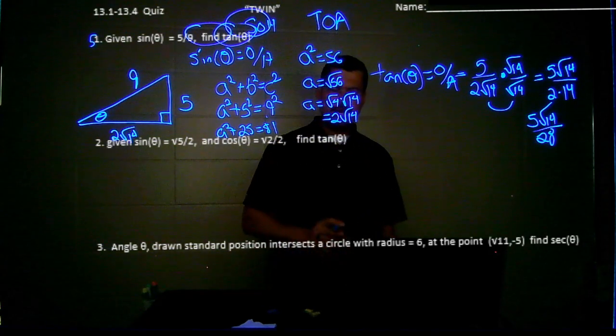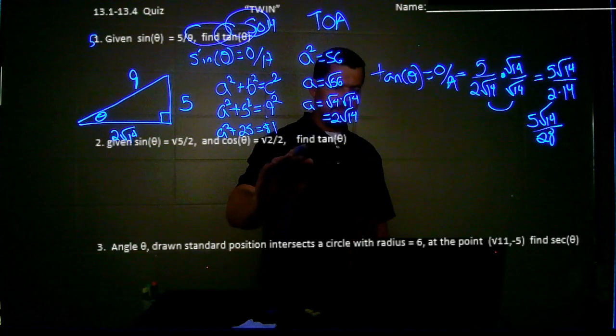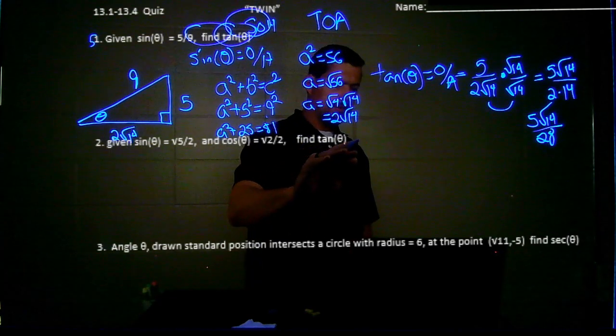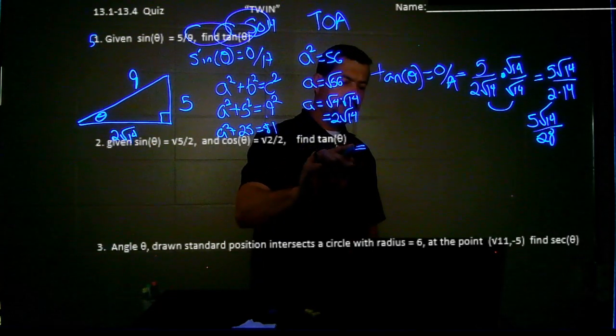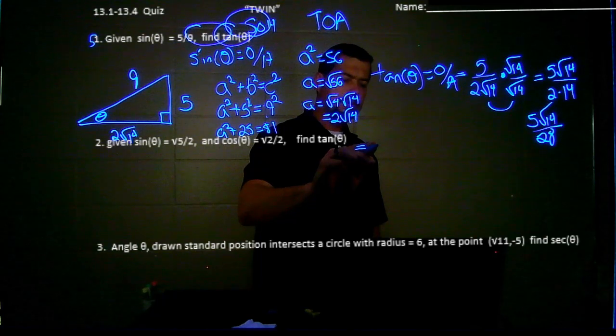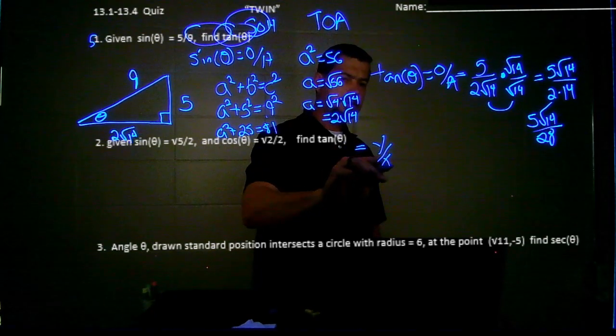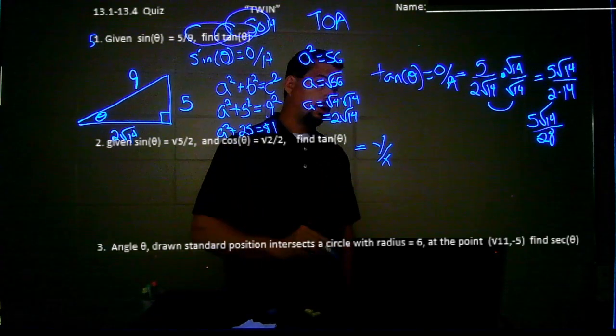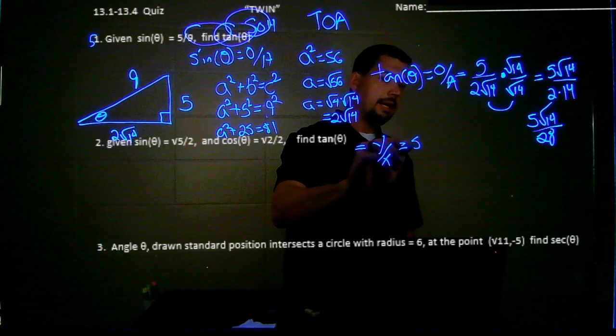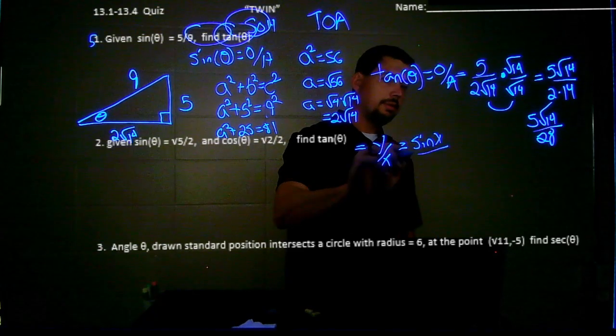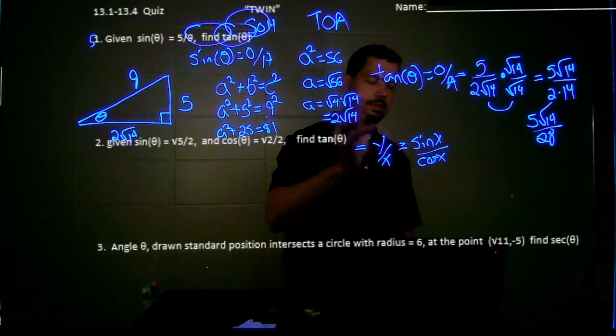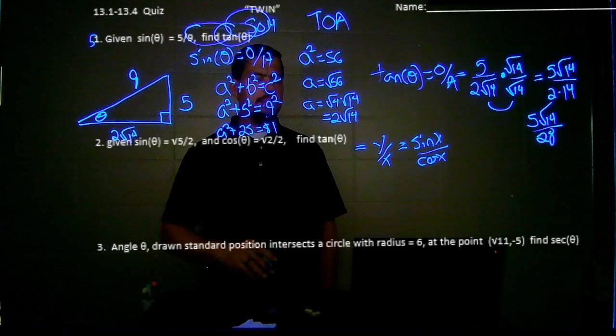All right, moving on to the second one, and there's lots of ways of doing this one. I actually like the circular approach for the second one. We're supposed to find the tangent of theta using a circular approach. And the tangent of theta using circles is y over x, or sine of theta over cosine of theta, whatever we want to use here. Lots of ways of doing it.